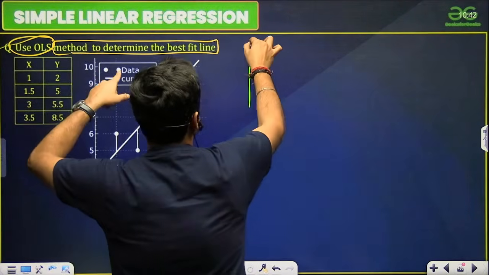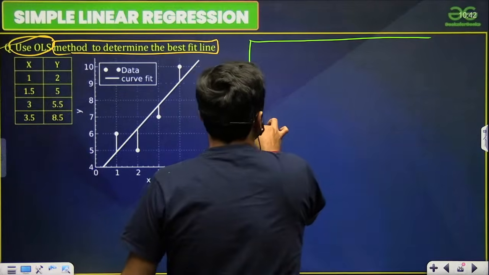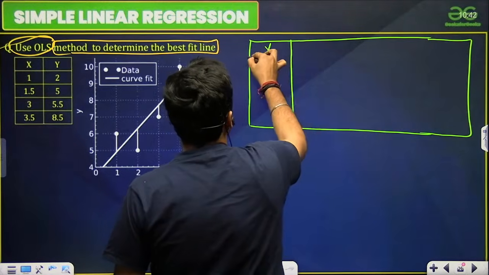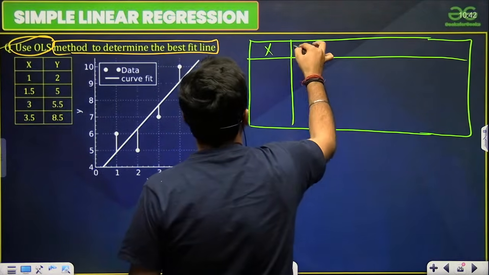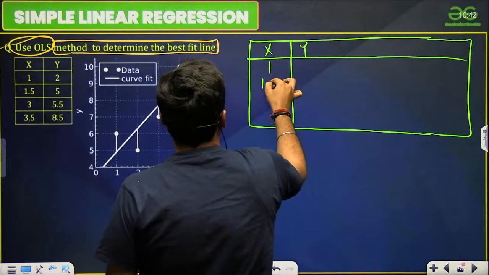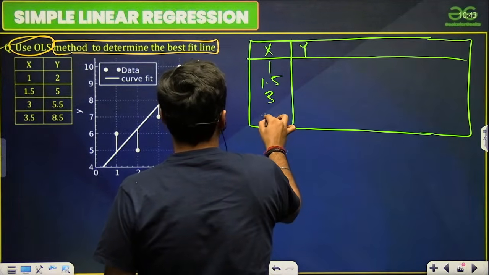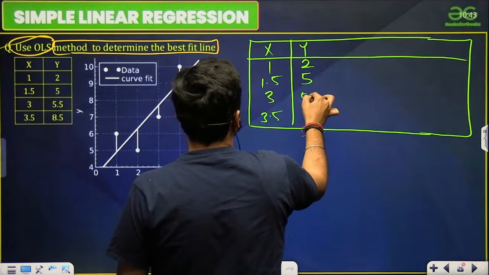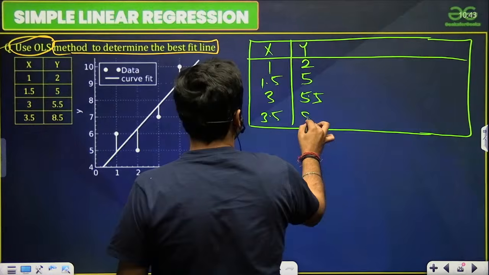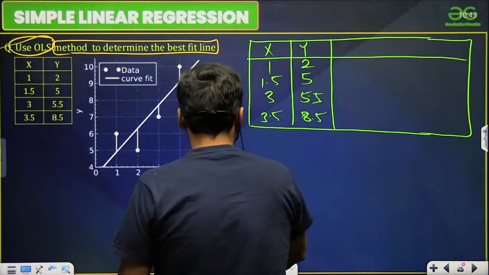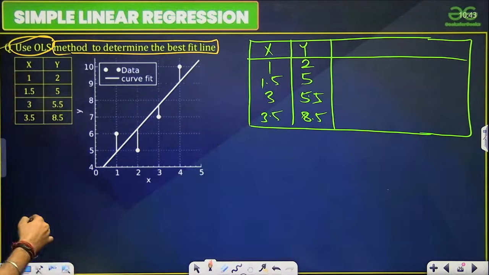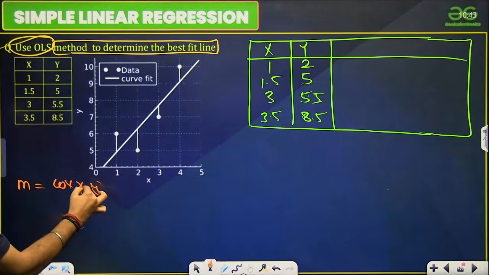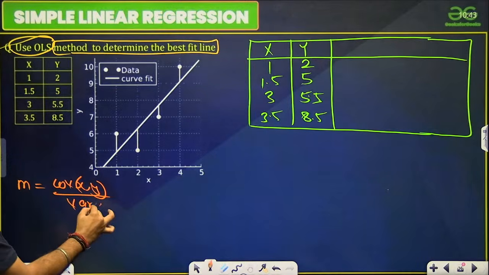Firstly I'll just draw the table again. So I have x here, then I have y. x is 1, 1.5, 3, and 3.5. y is 2, 5, 5.5, and 8.5. Now I need to calculate the value of m here. So m is the covariance of xy upon the variance of x.